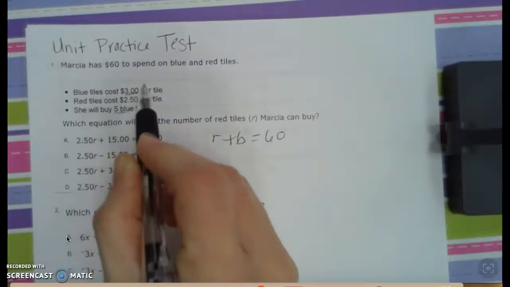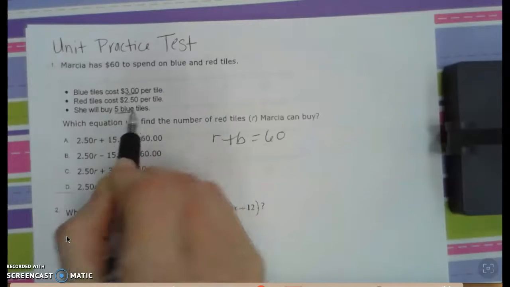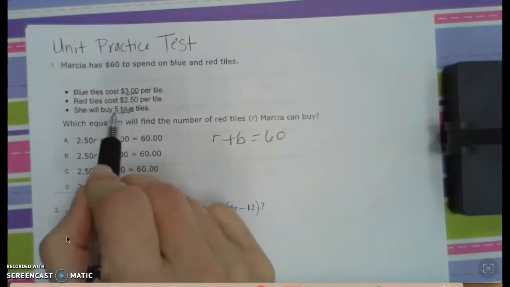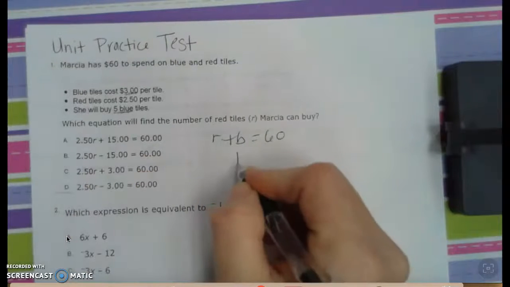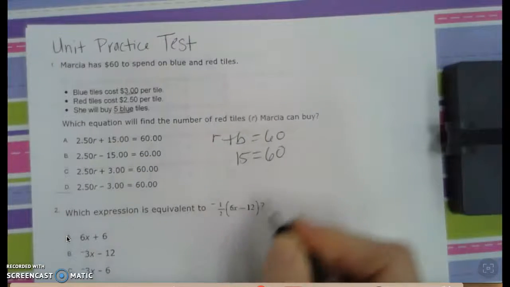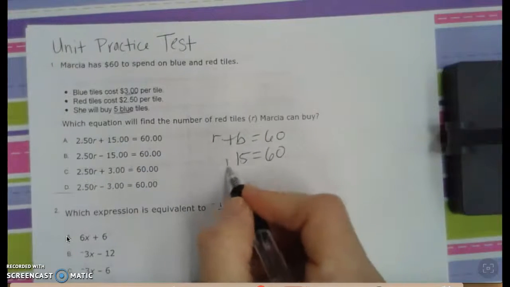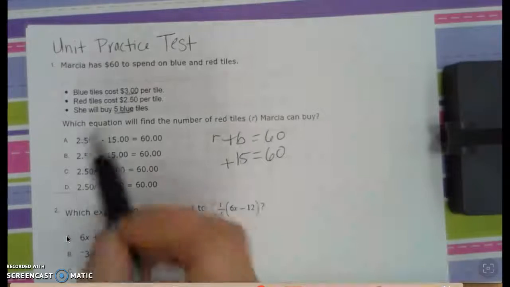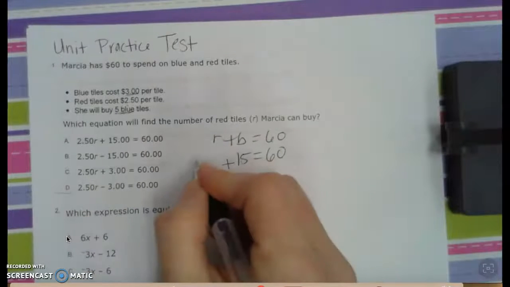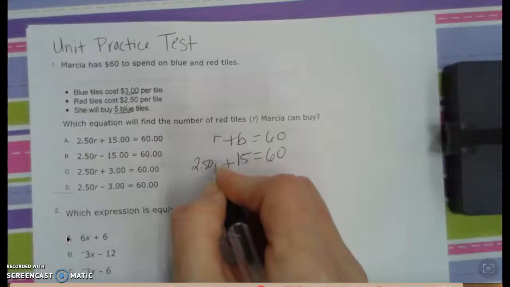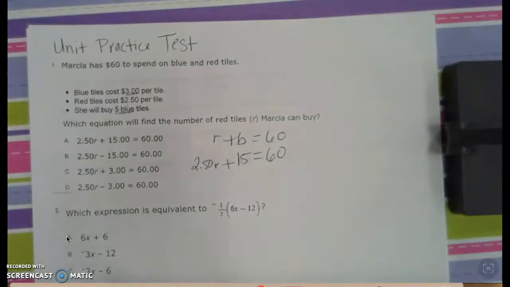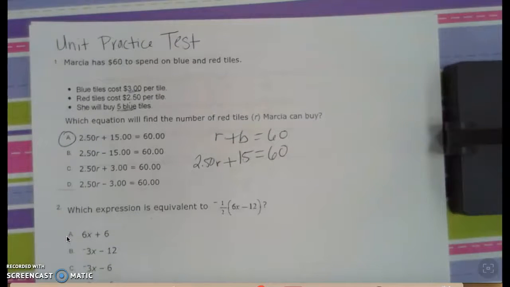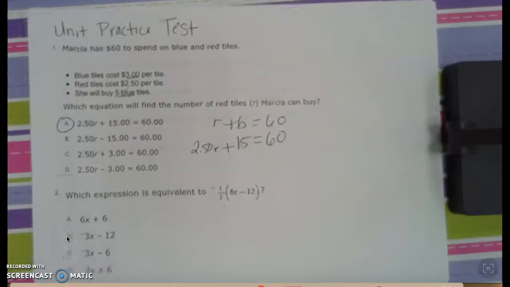Well, we got 5 of them times 3, that's going to give us 15. All right, so I'm going to put 15 under my blue. And then to figure out how many red tiles, I know that the tiles cost $2.50. So I got $2.50 times each red tile. So that means that we're going to end up with answer A. We don't have to finish solving it. We just have to write our equation.